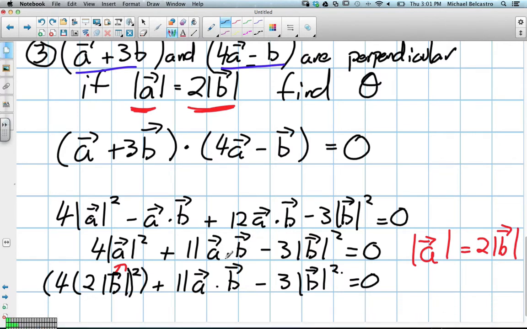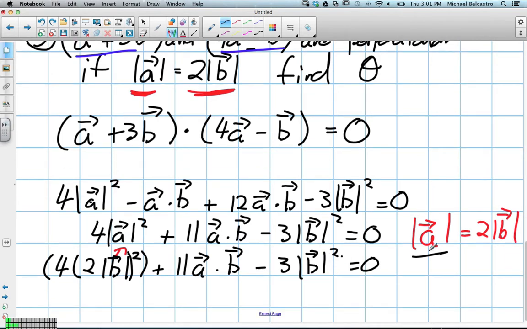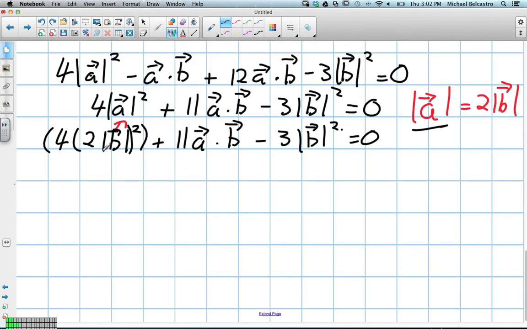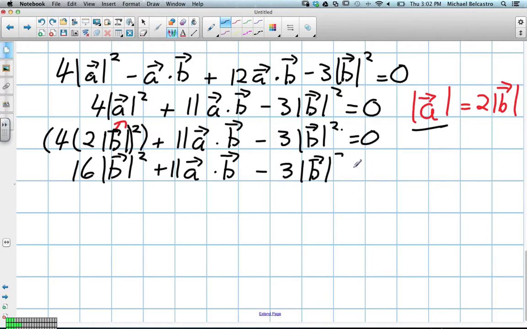We can't simplify further, because this is magnitude of A, and this is the dot product of A and B again. Okay, and we're going to use that later on to help us find a value of theta. So let's scroll down, because this is magnitude here. This will be squared, which will give us 4 times 4, which will give us 16 times the magnitude of B squared. Does that make sense to you guys? Yeah? Okay. Plus 11 A dot B minus 3B squared equals 0. Let's combine our like terms.